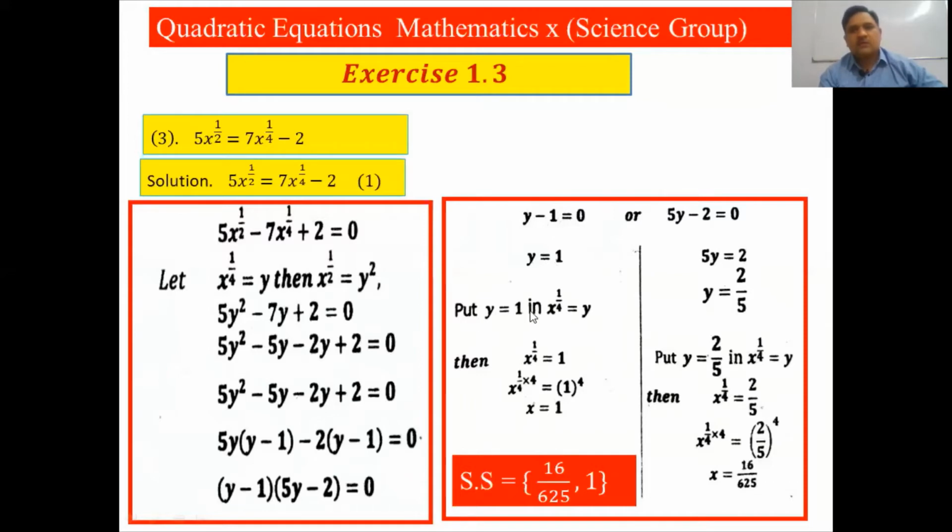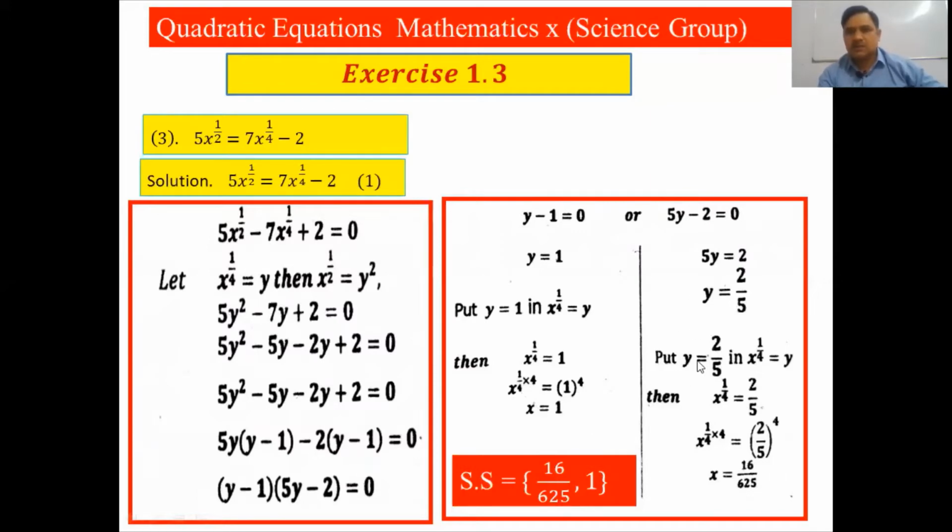Now we have to replace these values of y in x raised to power 1 by 4 is equal to y. When we replace y is equal to 1, x raised to power 1 by 4 is equal to 1, we just have to take power 4 on both sides. This 4 cancels out with this one, so we have 1 raised to power 4 is equal to 1, so x is equal to 1 is the first solution.